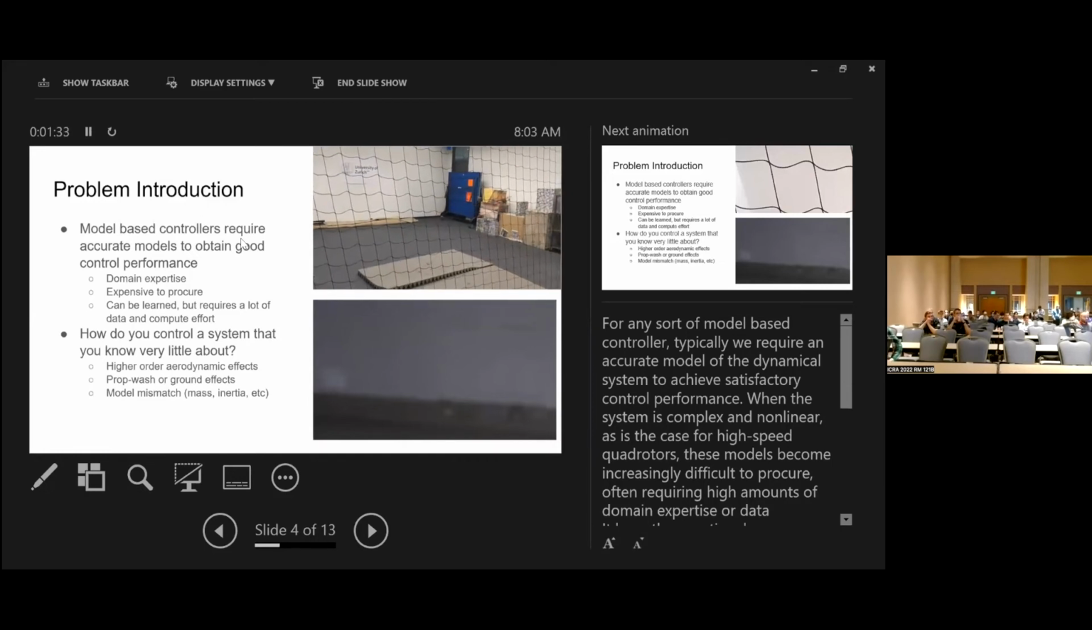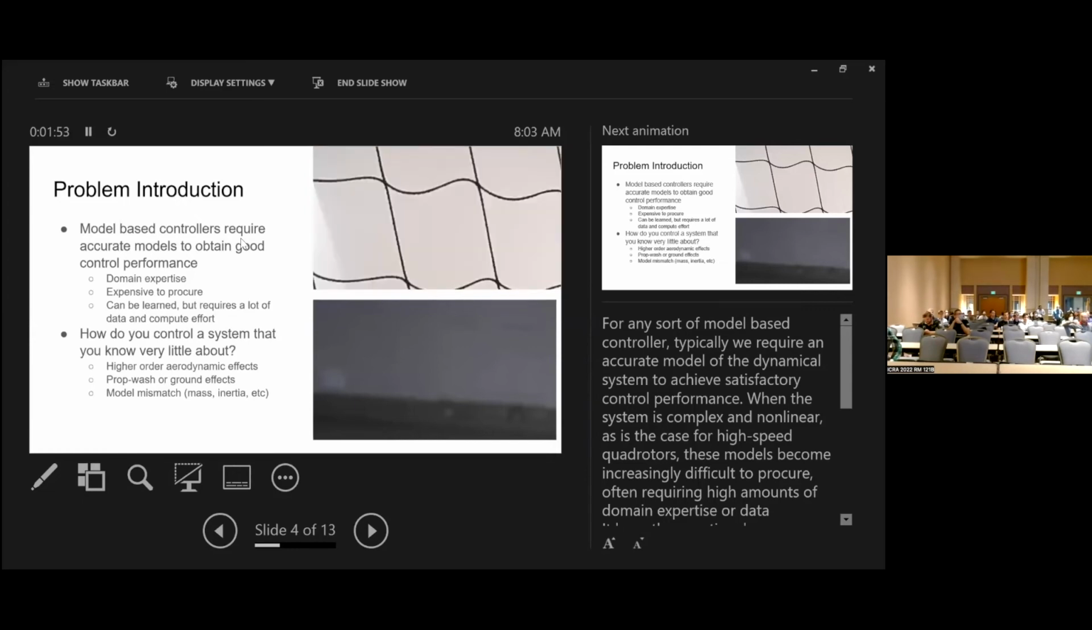You could think of the same thing in a race car where, as you're moving throughout the track, you have fuel being consumed and tires degrading the entire time, so your system is changing constantly. If you try to learn a representation of this model during some fixed condition, it's not going to generalize to the new vehicle states as your system updates. For us specifically, we have very high-order aerodynamic effects like prop wash, ground effects, et cetera. These things you really can't model. So it begs the question: how do you control a system that you don't know all that much about?